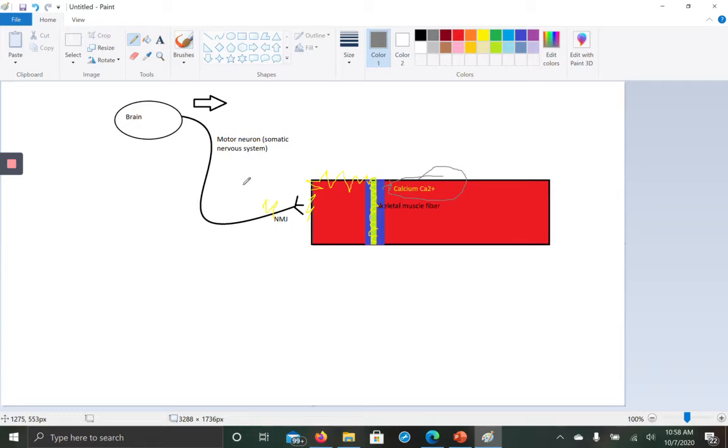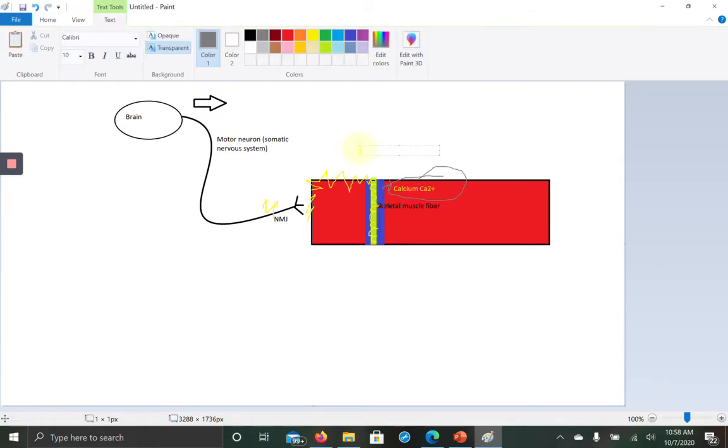Alright, so what we just looked at, where the electrical signal goes down the T-tubule and causes the sarcoplasmic reticulum to release calcium, is called excitation-contraction coupling. Because what we did is we linked the electrical signal, the excitation, to calcium, which is the final go signal for contraction. So we linked the electrical signal to contraction. So excitation-contraction coupling, or the ECC.